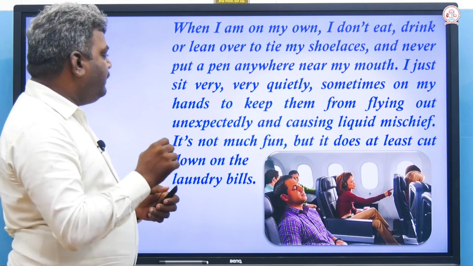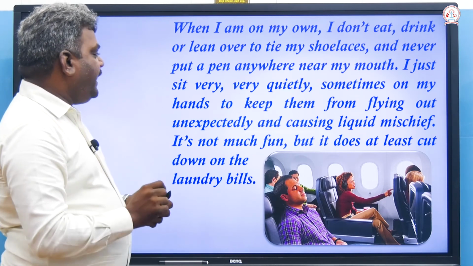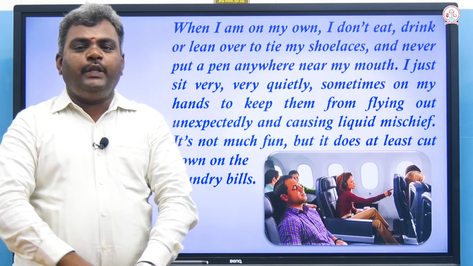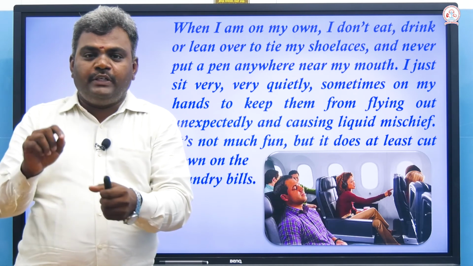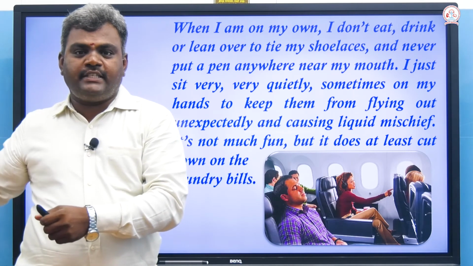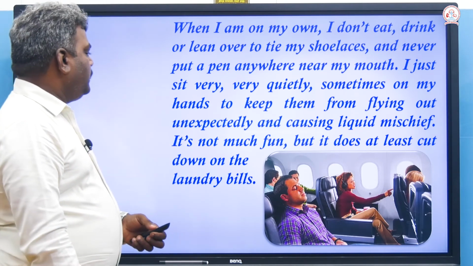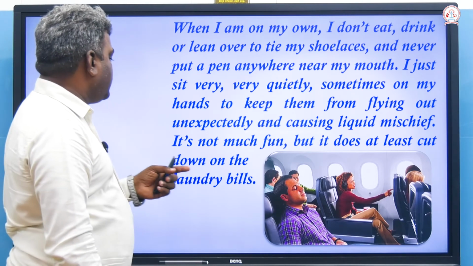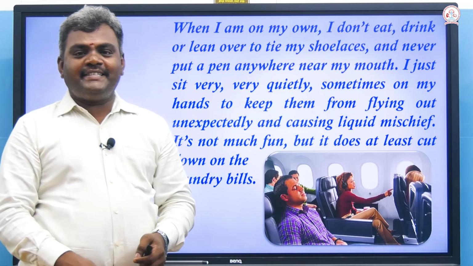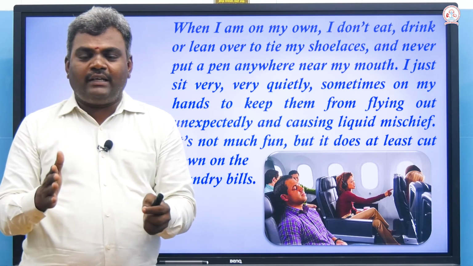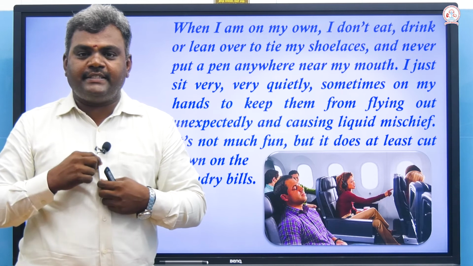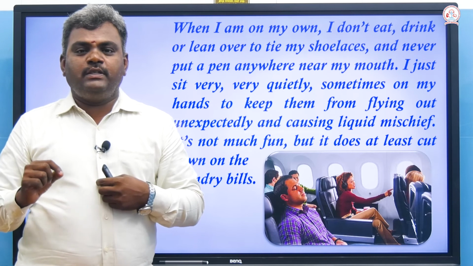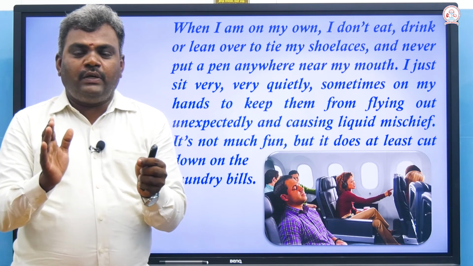I just sit very, very quietly, sometimes on my hands, to keep them from flying unexpectedly. Flying unexpectedly means sometimes unknowingly he will be spreading his hand, and it will irritate the others who are sitting just beside him. And causing liquid mischief, it's not much fun, but it does at least cut down on the laundry bills. Here he says, if he sits very quietly, nothing will happen to his clothes, like chewing gum, ice cream, or oil, or some other things. So that's why he prefers sitting quietly.